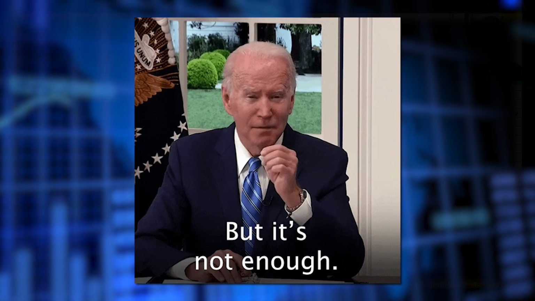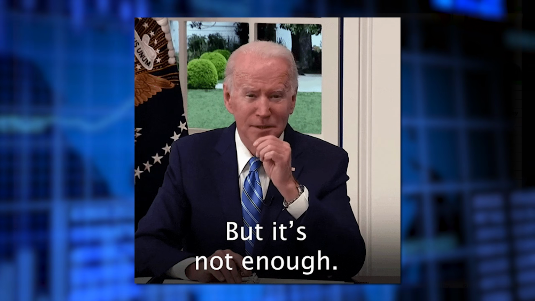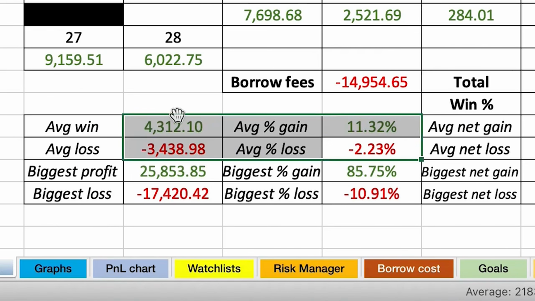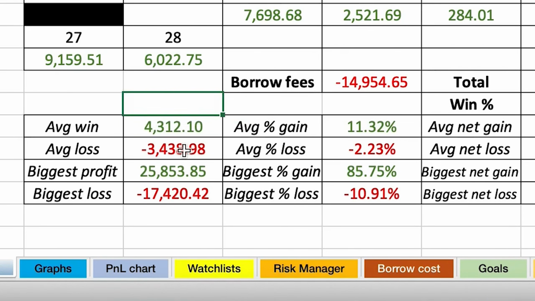I wasn't as big in size on the winners as I should have been, because if I was as big in size on my winners as I was on my losers, these should all be pretty equivalent. Meaning, if I am full size on my losers at $3,400, hypothetically here, and I'm only losing 2.2%, well, full size on my winners at 11%, what is that ratio?